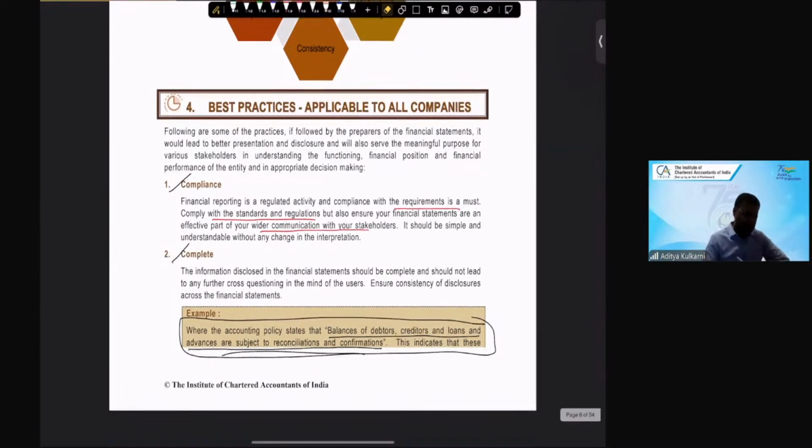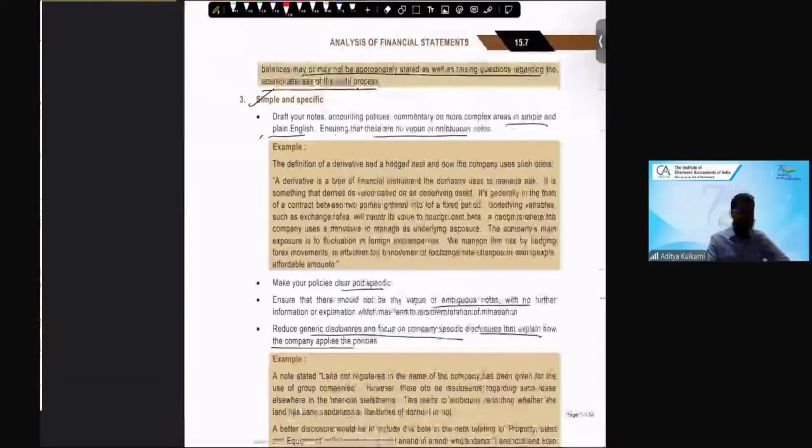Next. First is compliance. Second is completeness. Information disclosed should be complete, should not lead to any cross-questioning in the minds of the users. So many times you would have seen that an accounting policy stating balances of debtors, creditors, etc. are subject to reconciliation and confirmation gives the impression that nobody has done the work on this, because this is questioning the completeness of that particular transaction, of that particular set of balances. So therefore, you cannot give such statements.